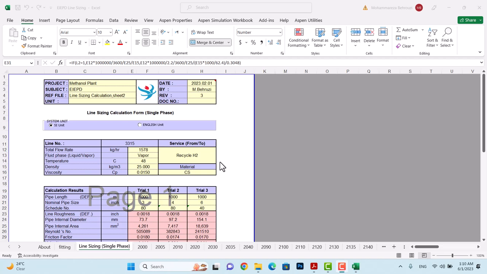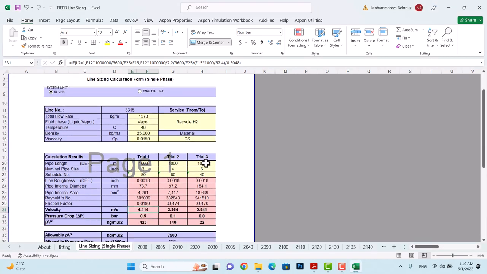I just want to show you the practical procedures that process engineers take in licensing companies or in engineering companies. So let's go directly to the issue and see how we can use these Excel sheets.